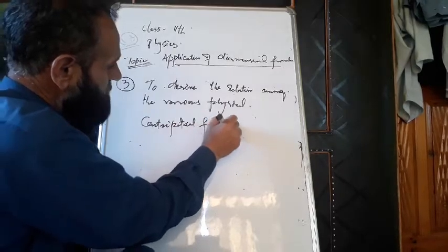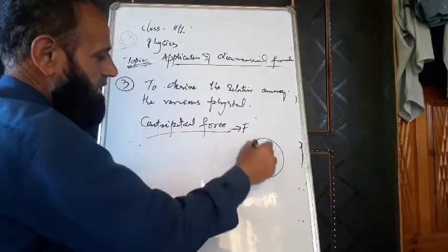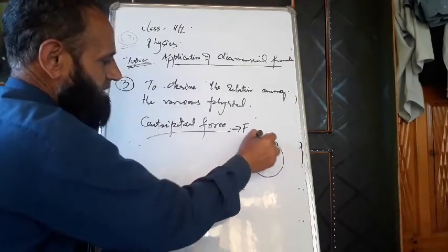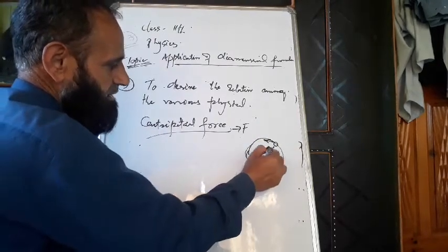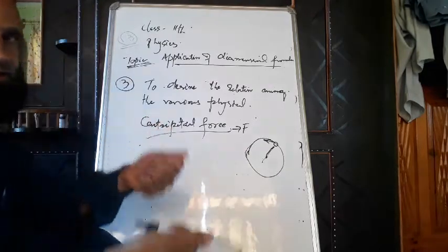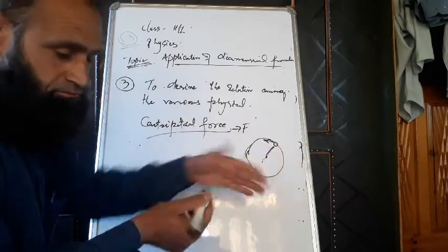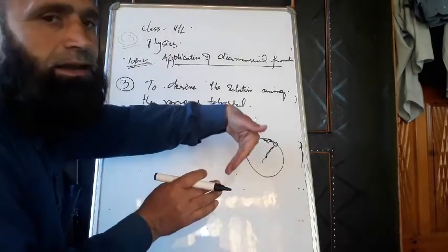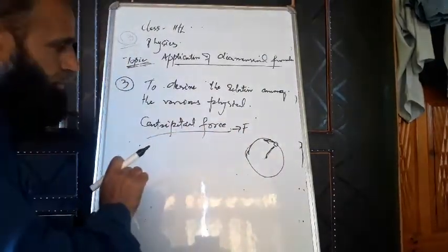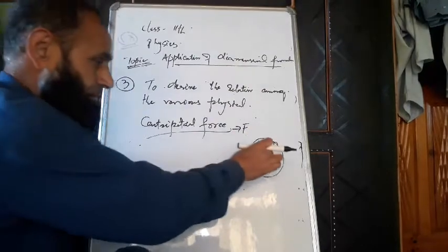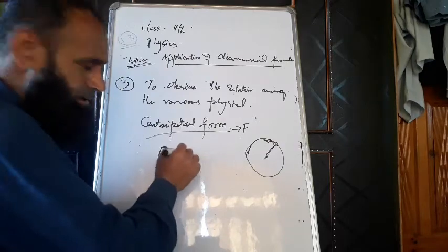centripetal force, I must know the centripetal force, this F. A body is revolving in a circular motion. There is a force which acts towards its center, which may hold it, which may avoid it escaping from its circular path. That is a centripetal force. We must know on which factors this centripetal force depends. It depends on the mass of the body.